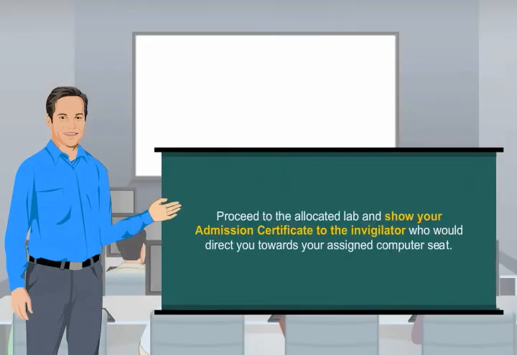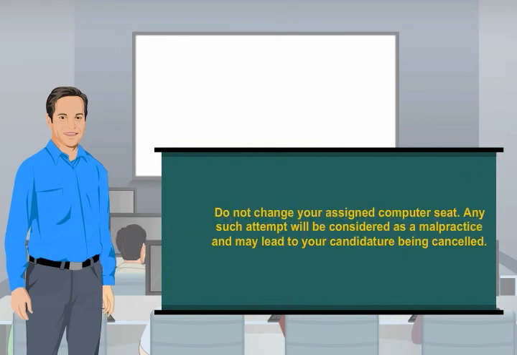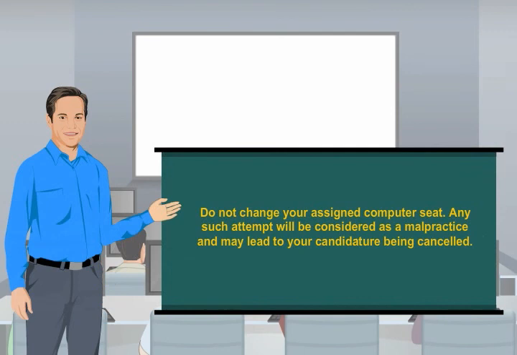Proceed to the allocated lab and show your admission certificate to the invigilator, who would direct you towards your assigned computer seat. Do not change your assigned computer seat. Any such attempt will be considered as a malpractice and may lead to your candidature being cancelled.